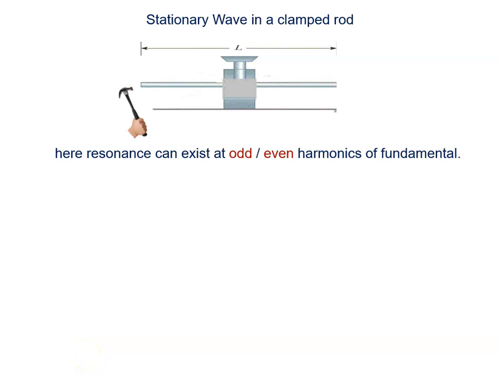Stationary wave in a clamped rod. There is a clamped rod of length L, and at the center it is clamped. It is clamped at the center, which means definitely at the center there is formation of a node. Now we have to check whether resonance can exist at odd or even harmonics of the fundamental.